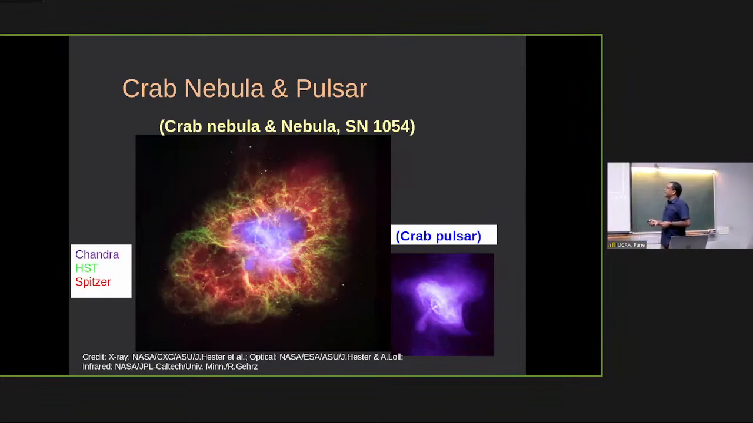This is the Crab nebula. This is again a supernova remnant, but it's very different from other supernovae. Here, you know about the Crab nebula and pulsar? Have you had any lecture or have you read about the Crab nebula and pulsar? This is one of the most famous objects in the sky.